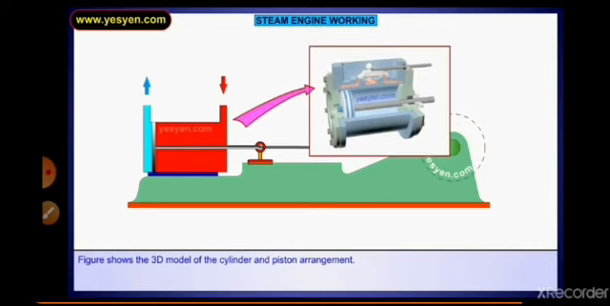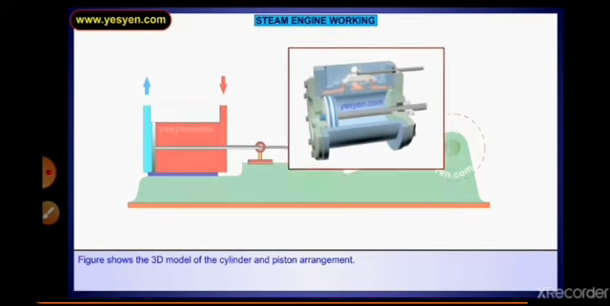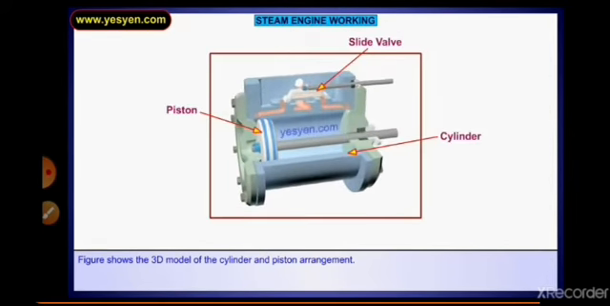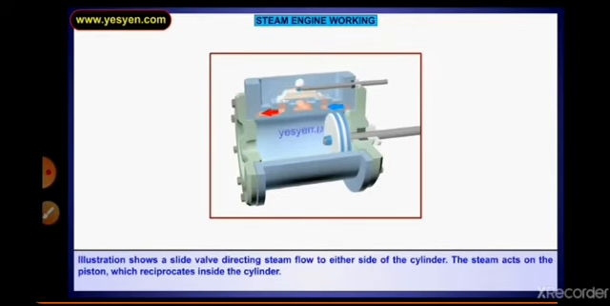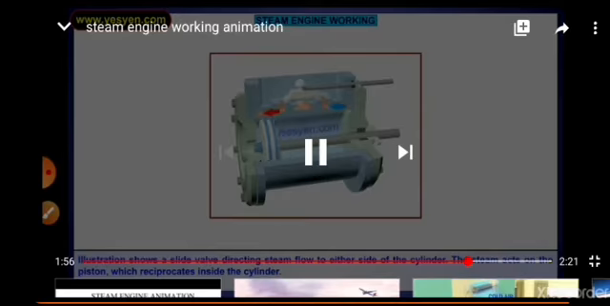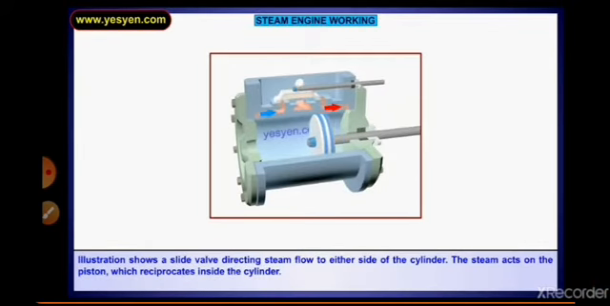Figure shows the 3D model of the cylinder and piston arrangement. Illustration shows a slide valve directing steam flow to either side of the cylinder. The steam acts on the piston, which reciprocates inside the cylinder.